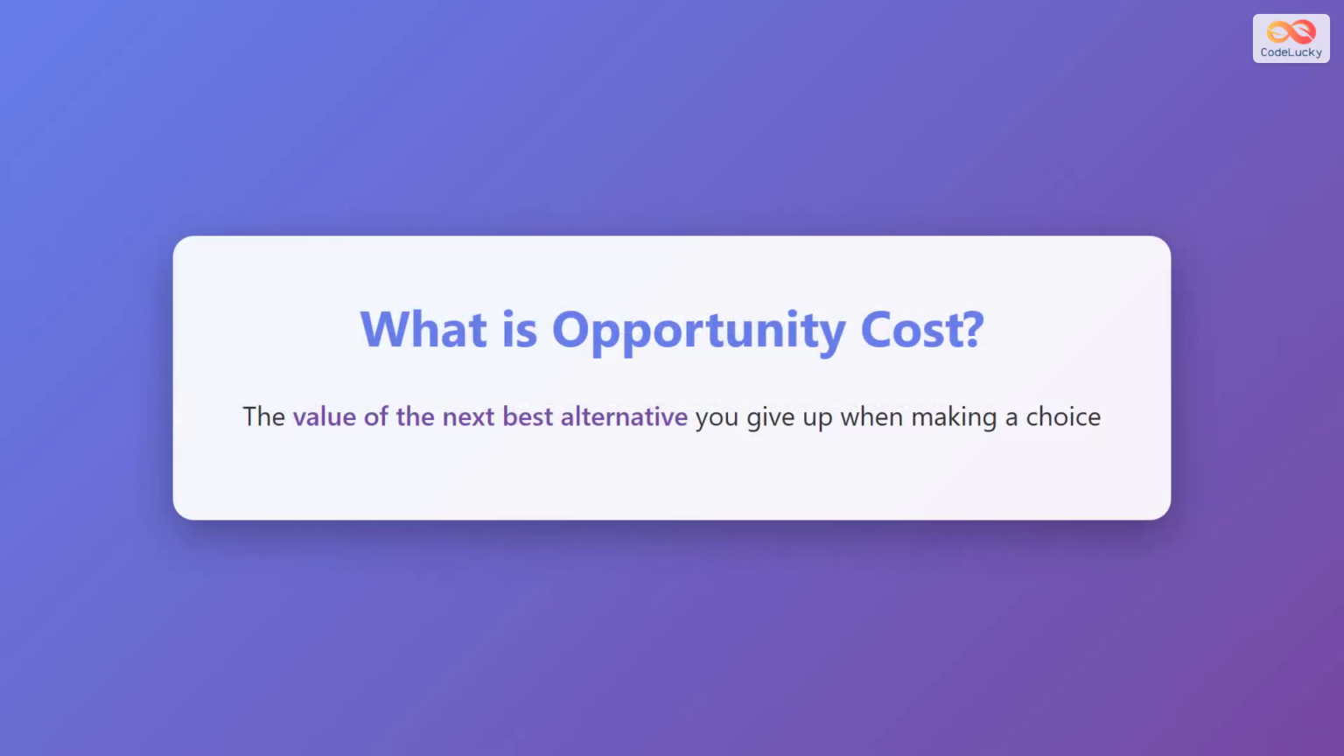So what exactly is opportunity cost? In simple terms, opportunity cost is the value of the next best alternative you give up when making a choice. Every time you choose one option, you're automatically saying no to something else. That something else, the thing you didn't choose, represents your opportunity cost. It's not just about money. It applies to time, effort, and resources too. Understanding this helps you see the full picture of any decision you make.